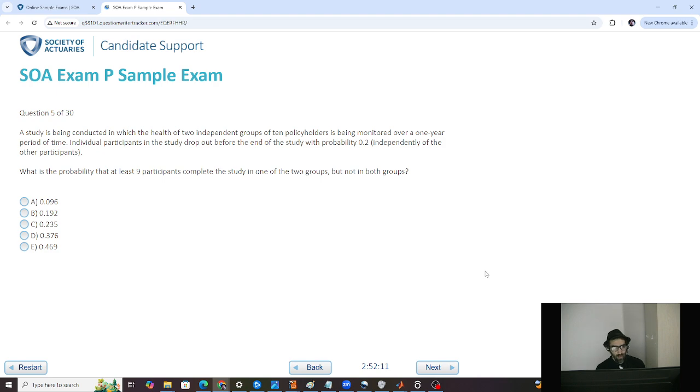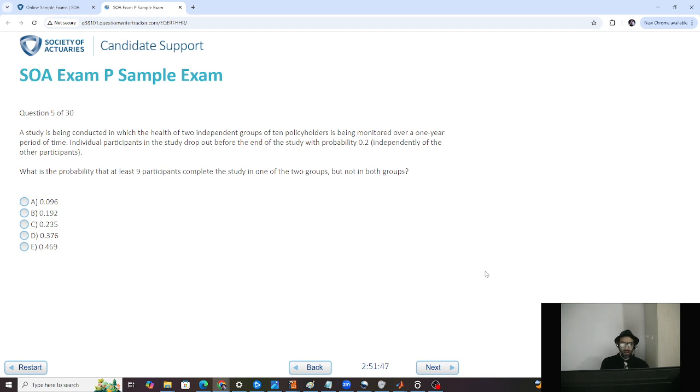Studies are being conducted in which the health of 2 independent groups of 10 policyholders is being monitored over a 1-year period of time. Individual participants may drop out before the end of the study with probability 0.2, independent of the other participants. What is the probability that at least 9 participants complete the study in one of the 2 groups, but not in both groups?